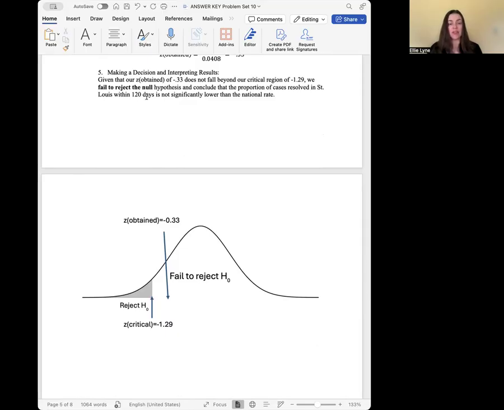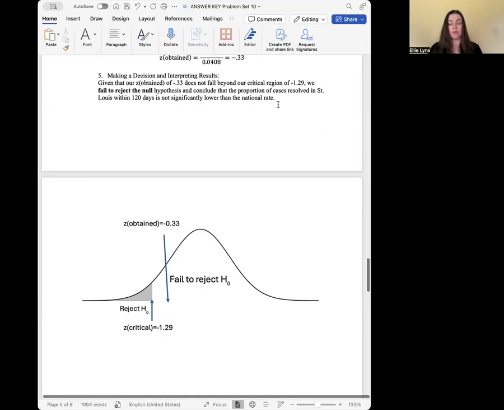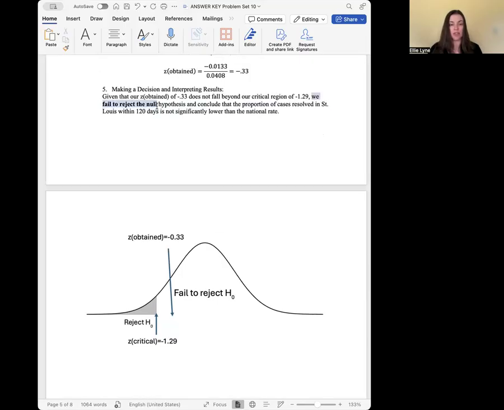We failed to reject the null hypothesis and conclude that the proportion of cases resolved in St. Louis within 120 days is not significantly lower than the national rate. So what we're doing there is acknowledging that we failed to reject the null, right? That's what happened down here in our normal distribution. Here's our conclusion within the context of the problem.